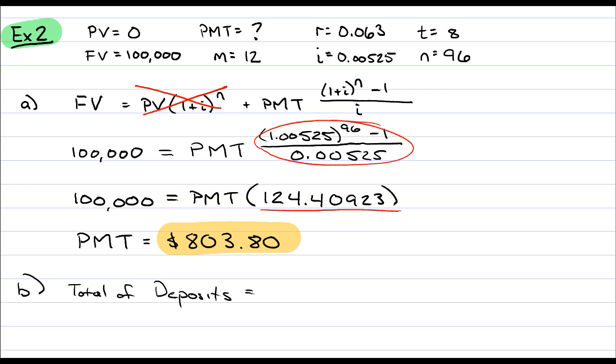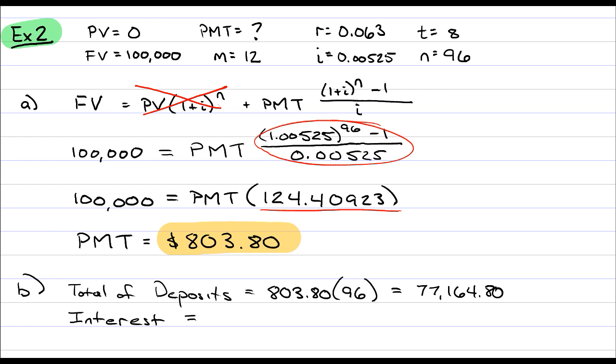So that turns out to be the size of the payments, 803.80, times the number of payments, which is 96. And then if I calculate that, I get 77,164.80. Okay, so that's how much of the company's own money they put in. So the interest is going to be how much they have at the end of the 8 years minus how much of their own money they put in.